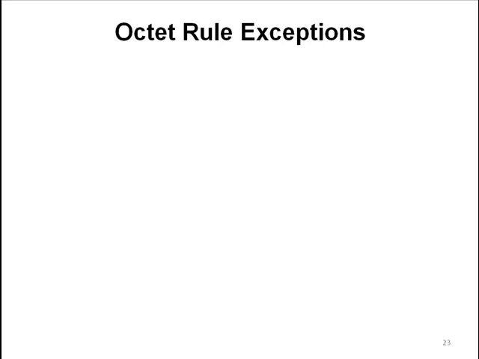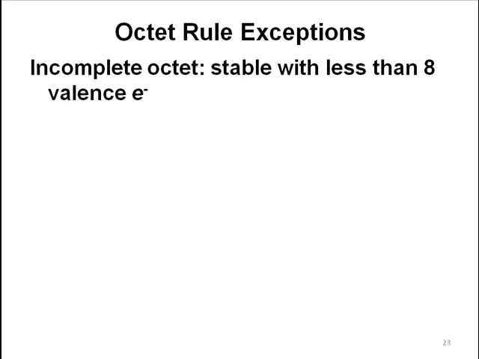All right, here's the really fun stuff. Here are the exceptions. So, you know the rule, and you have to be aware of the exceptions. There are not a lot of exceptions, but the ones that are exceptions are kind of cool. Sometimes, there is what's called an incomplete octet. This is when it's stable with less than 8 valence electrons. Does not happen very often.